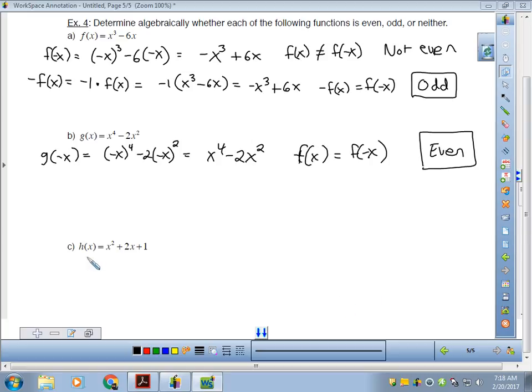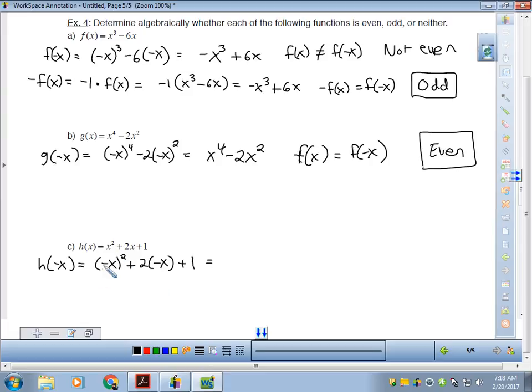Alright, our last one, we got h of x equals x squared plus 2x plus 1. So the first thing we'll do is we'll check for even by finding h of negative x. So this is negative x getting squared plus 2 times negative x plus 1.